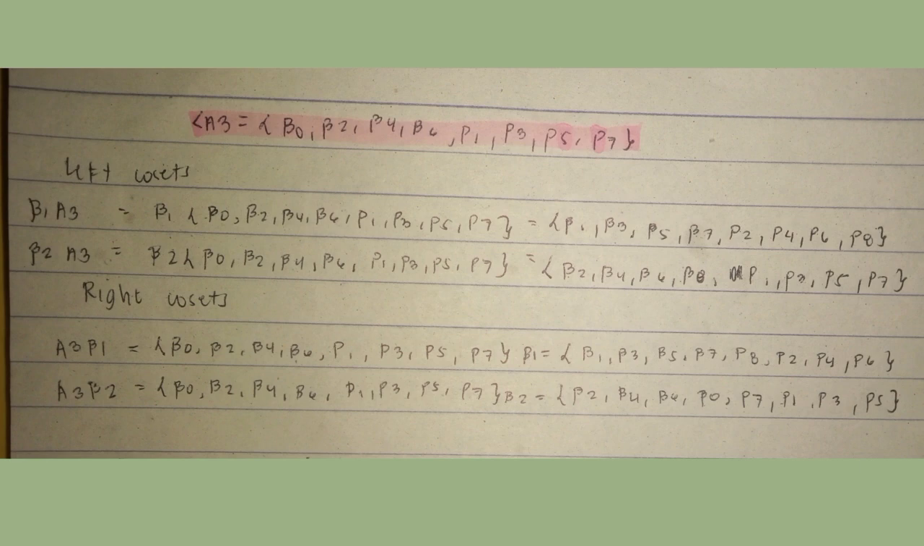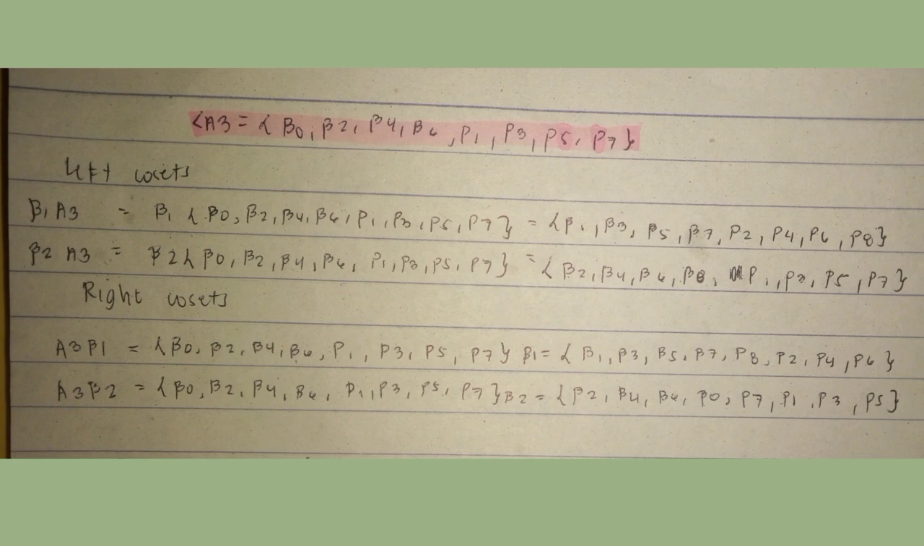Next is the right coset. We will just multiply a sub 3 to b sub 1. So we have here b sub 0, b sub 2, 4, 6 for the a sub 3. We will multiply it to b sub 1. We will get b sub 1, b sub 3, b sub 5, b sub 7, p sub 8, p sub 2, p sub 4, and p sub 6, and so on and so forth.